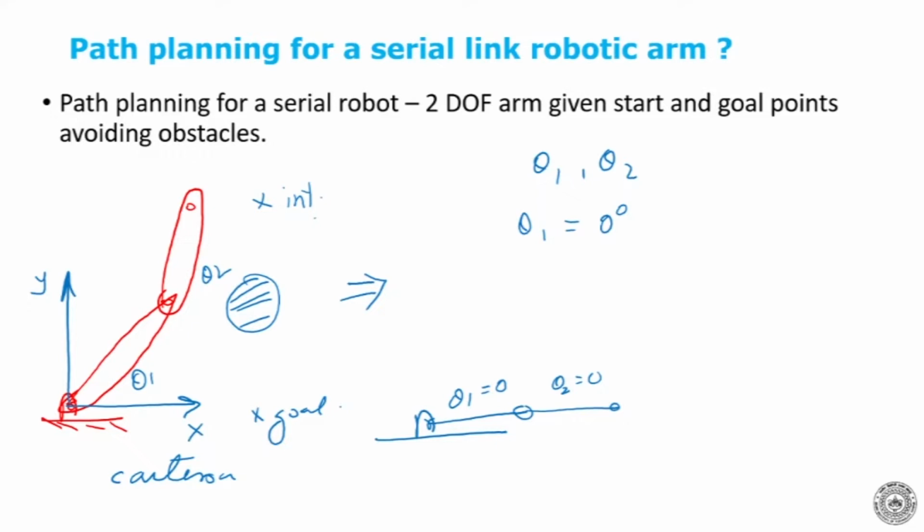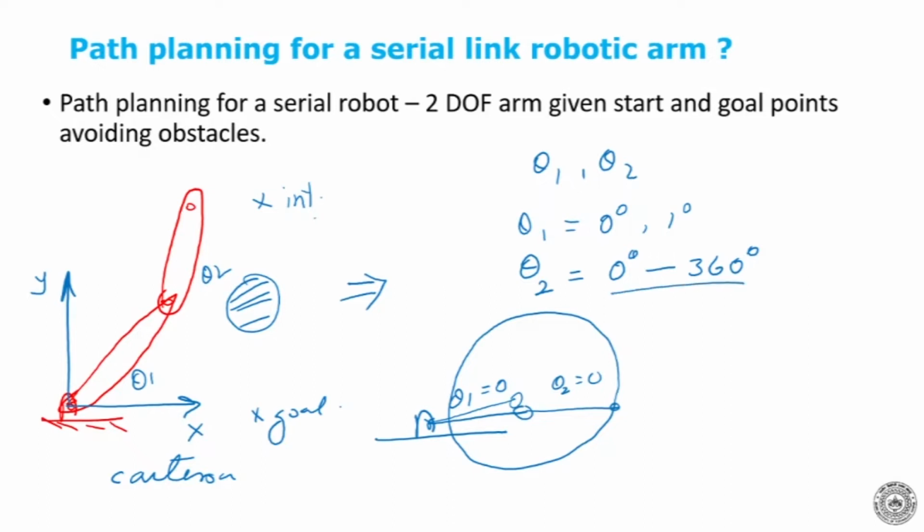Then I start with theta 1 equal to 0 degrees, and I move theta 2 from 0 degrees to 360 degrees. That means I take one circle here like this. Then I increment theta 1 by 1 degree, so my theta 1 comes here now. And then I do the same thing for theta 2. I go from 0 to 360 degrees. What would happen is I get another circle.